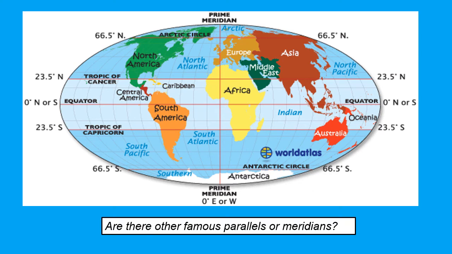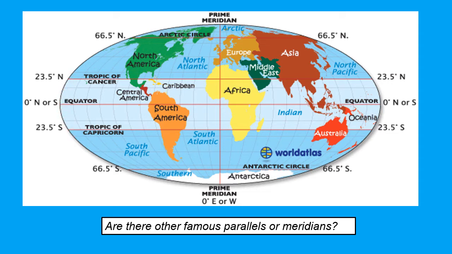Sometimes other famous parallels and meridians come up when you're talking about the environment and history and so forth. As we'll see later in the course, there are some other very important reference lines. You have the two tropics, which the Tropic of Cancer is 23.5 degrees north, and the Tropic of Capricorn is 23.5 degrees south. So if you're within those two lines, then you're within the tropics.